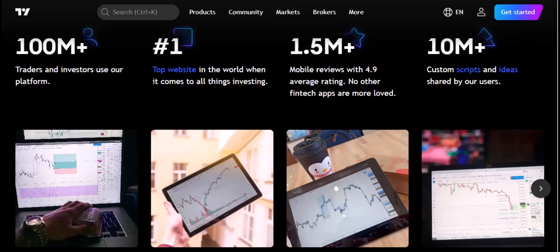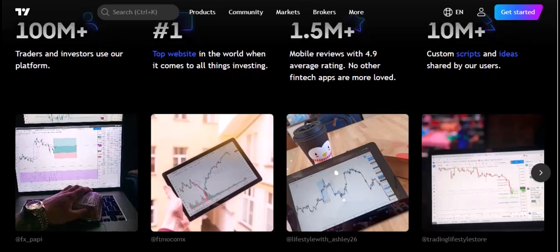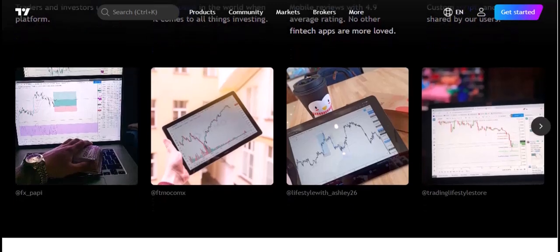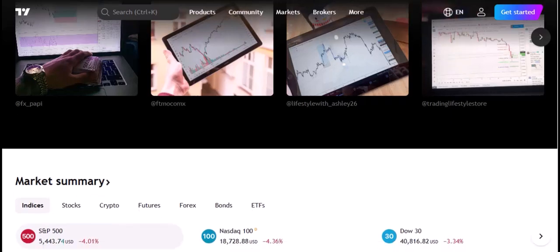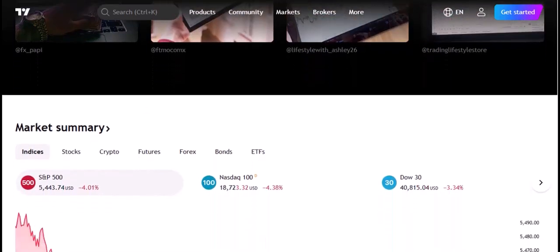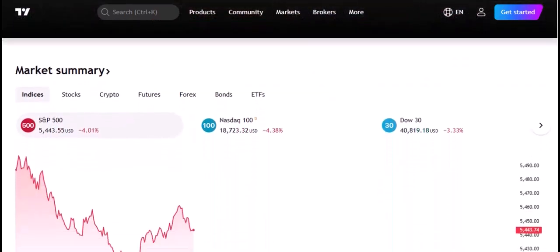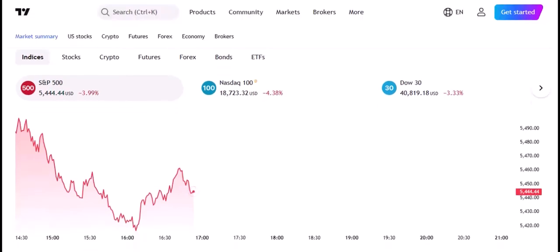The Essential Plan, the next step up, increases the number of indicators per chart and saved layouts. It also unlocks ad-free charting, which can significantly improve your focus. For beginners who are starting to get serious and want a slightly more streamlined experience, the Essential Plan offers a good balance of features without a hefty price tag.